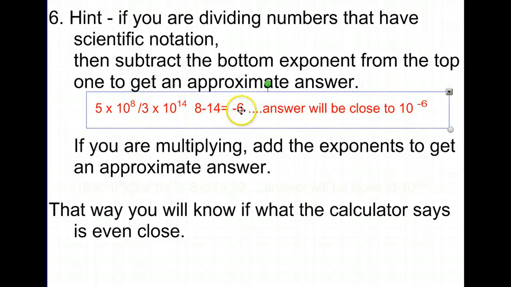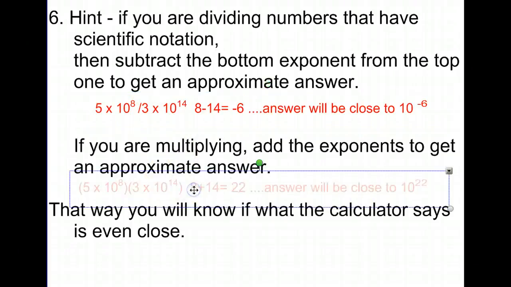So when you do it in your calculator, your answer should be close to 10 to the -6. It might be 10 to the -7th, might be 10 to the -8th, but it should be close to that, depending on what these numbers were, the 5 and the 3. If you're multiplying, add the exponents together to get your approximate answer.